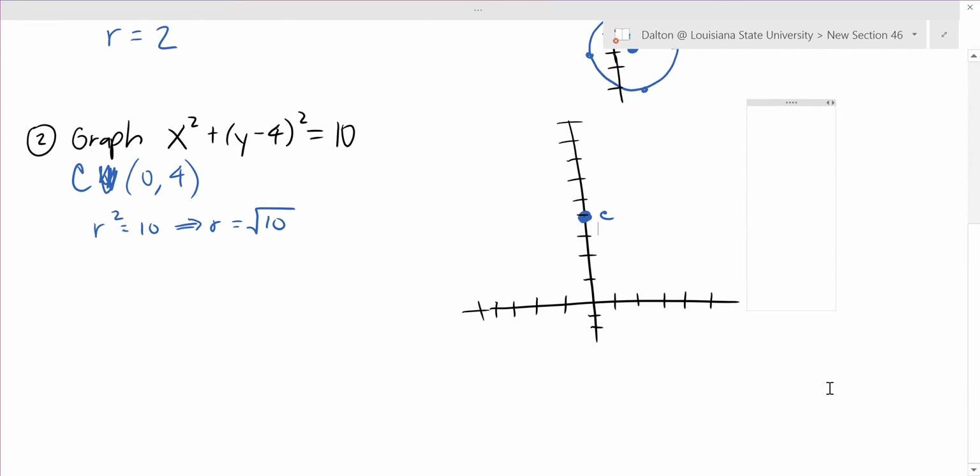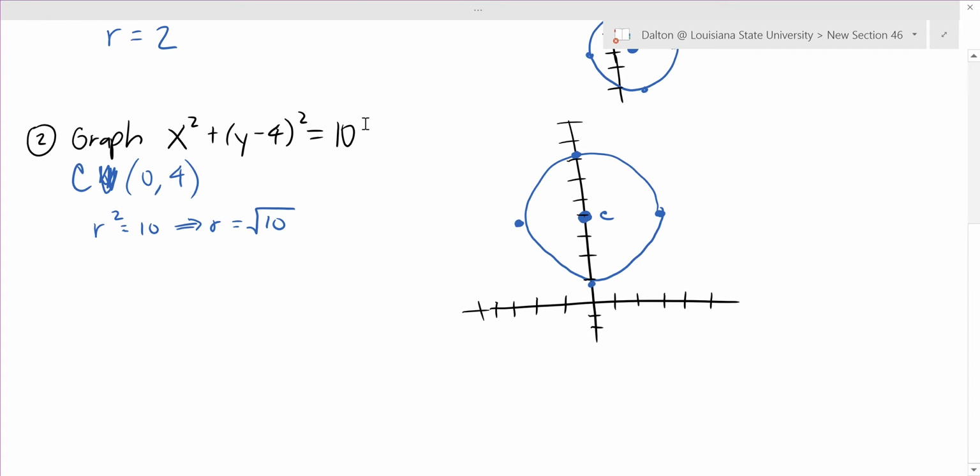And then if the radius is the square root of 10, obviously the square root of 9 is 3, which means the square root of 10 is a little bit more than 3. So from your center point, you'll just need to count up 1, 2, 3 and a little bit more, down 1, 2, 3 and a little bit more, and then the same thing left and right. And then connect those 4 points to make them look circular and call it a day.